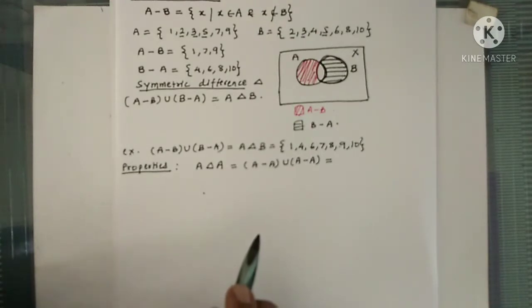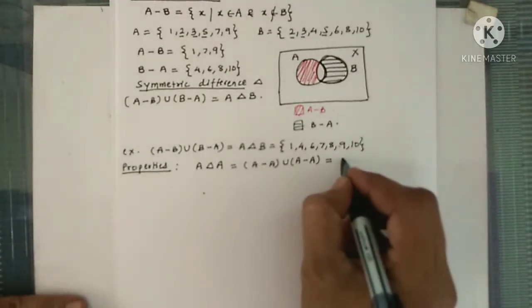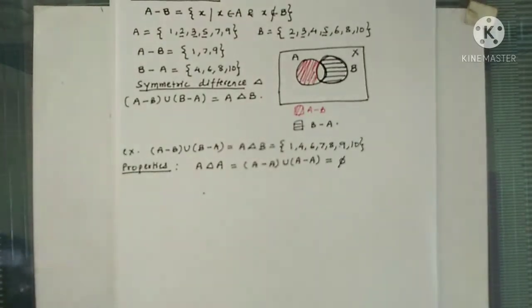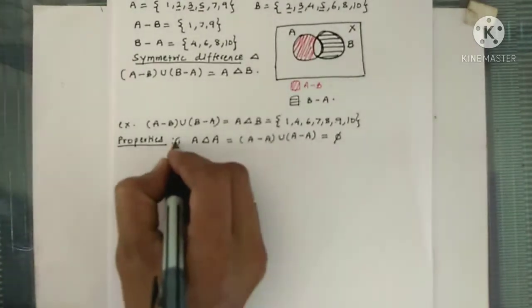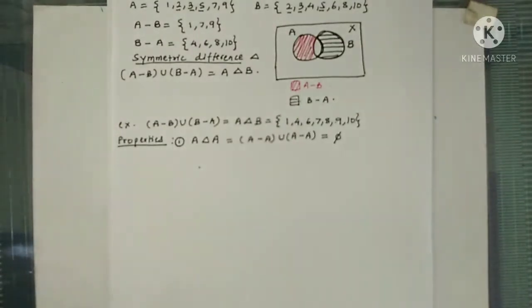All the elements are from A and we don't have to write those elements. That means A minus A is the empty set. So we don't have any elements remaining there. So it is empty set union empty set. So that's why it is empty set. So this is the first property, that symmetric difference of A with itself is empty set.